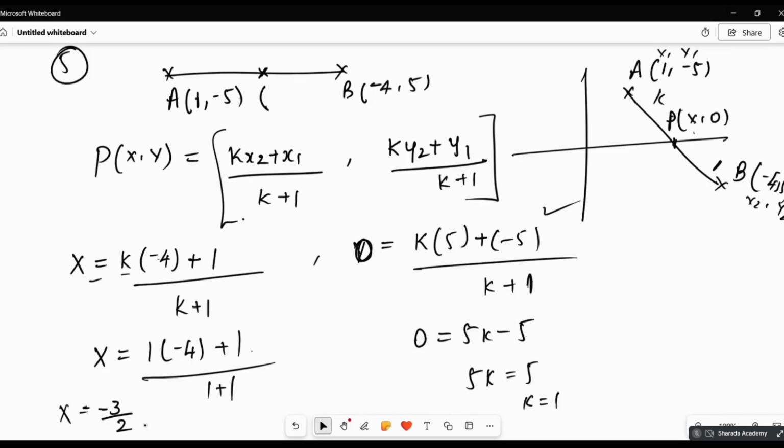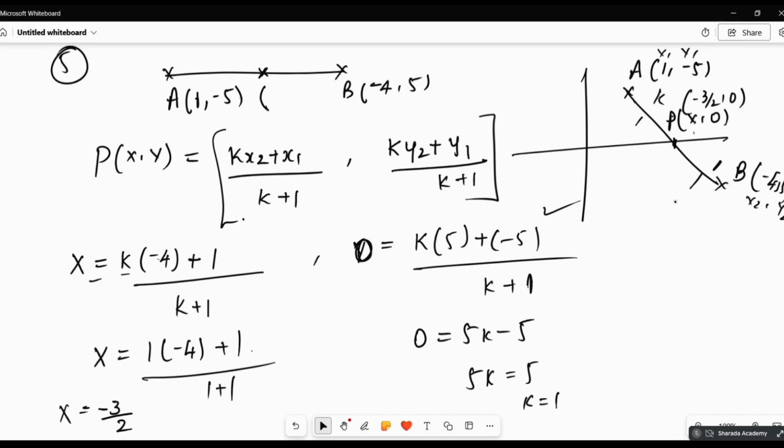So it is divided by x-axis means on the x-axis y value is 0 but x value is there. So what we can do, y value I know, from that you find the k value, substitute here, you can find the x value. So the coordinates of P are (-3/2, 0), ratio is 1 is to 1. k is to 1 is 1 is to 1. No? So it is once.